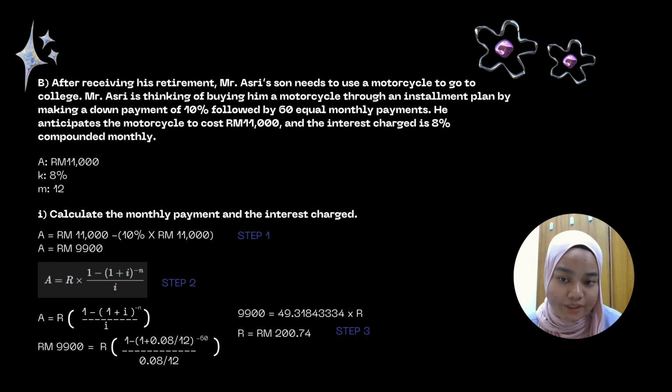So let's take a look at the question. Calculate the monthly payment and the interest charge. Before we calculate the monthly payment, we have to know how much the loan amount is. So the loan amount, or A, equals 11,000 ringgit minus (10% multiplied by 11,000 ringgit), and we get 9,900 ringgit. After we get the answer, we insert it in the formula given to find the monthly payment, or R. So the R is 200.74 ringgit.